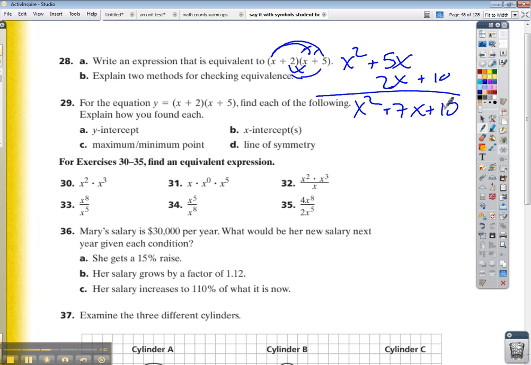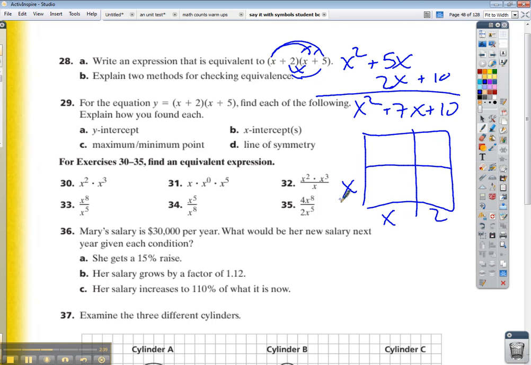Explain two methods for checking equivalence. That's this thing where you have x plus 2, x plus 5, so that this rectangle would be x squared, this would be 5x, 2x, and 10. And so you add these together. So that's what they're talking about.